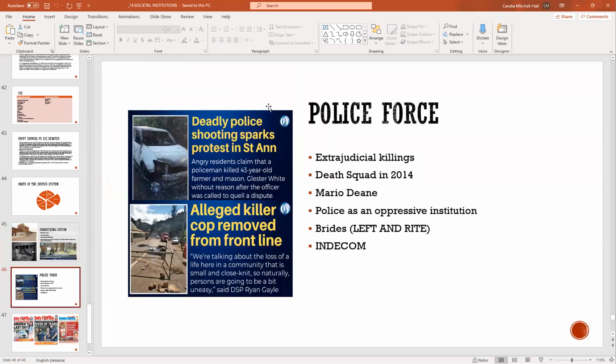Next, the police force. In Jamaica, there's a lot of extrajudicial killing by the state or the police. In 2014, we had the court rule against the death squad, where police officers were ordered to go out and kill persons who they allege are criminals. It could be that they are criminals, but we, as a country, can't operate like that. It cannot be that the police also act as judges in situations like that. The death squad. Then we also have two recent articles this year: deadly police shooting sparks protests in St. Ann, alleged killer cop removed from frontline duties.